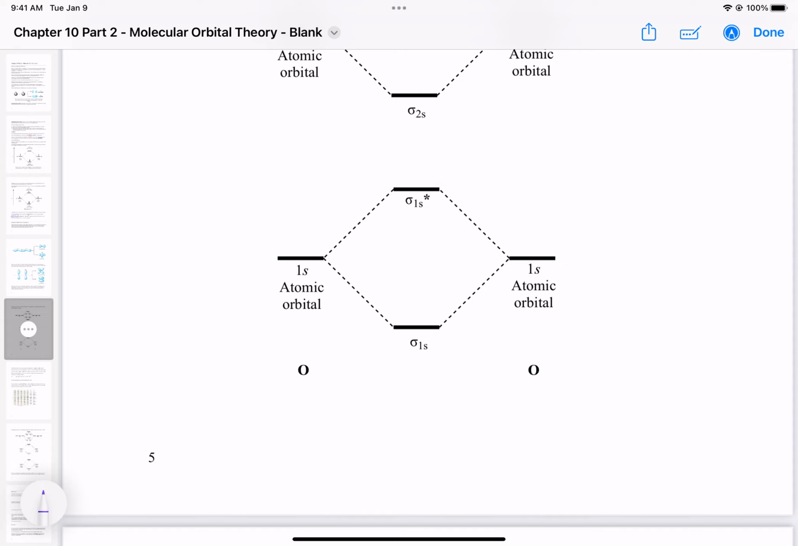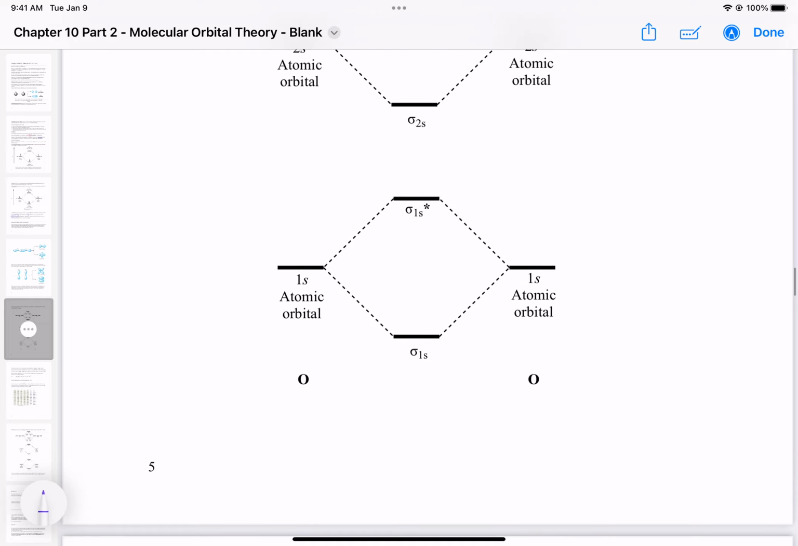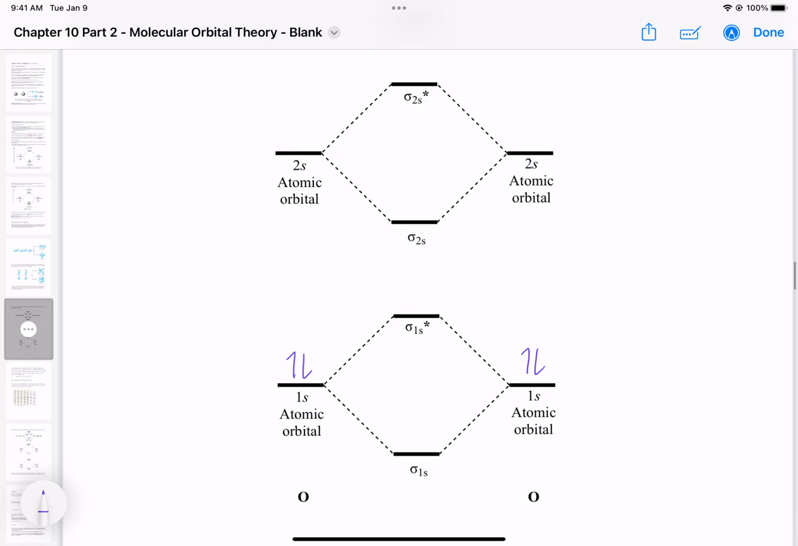So let's fill out the molecular orbital diagram for oxygen. So oxygen has 6 electrons each. So we should have a total of 12 electrons, okay? So 1s. Each oxygen atom will have a complete 1s, a complete 2s. So when we fill the orbitals, we're going to see that they're going to populate like so.